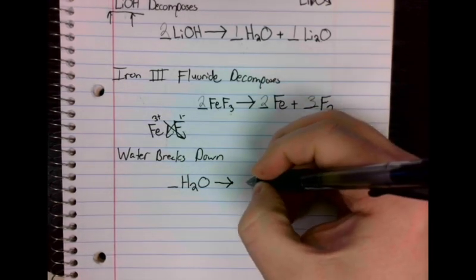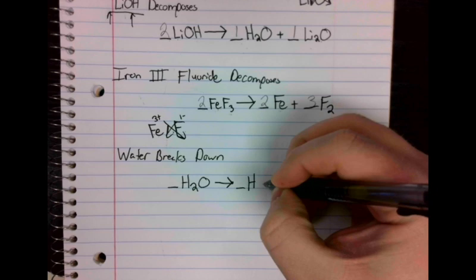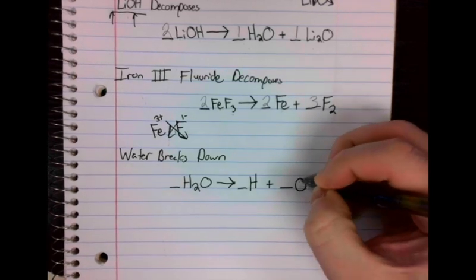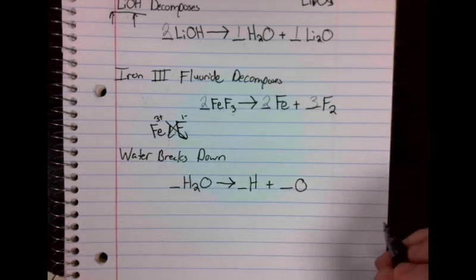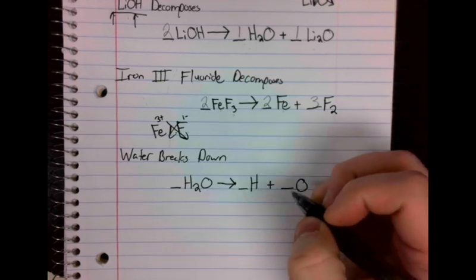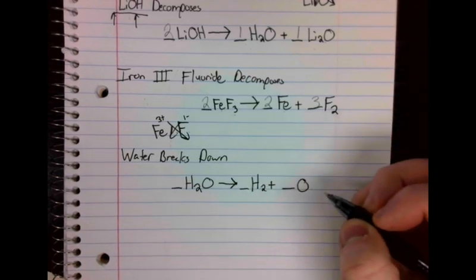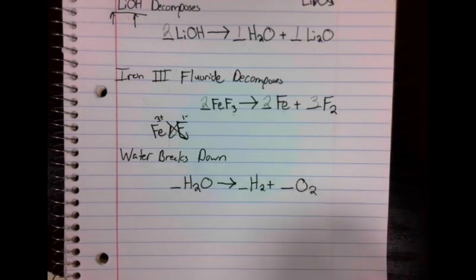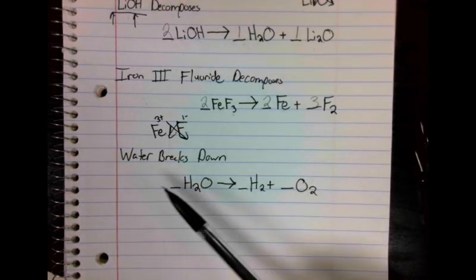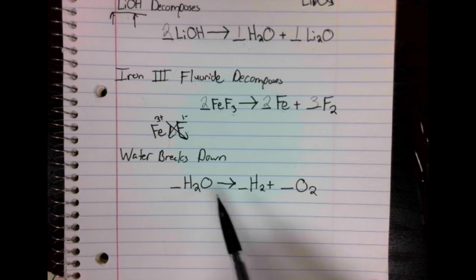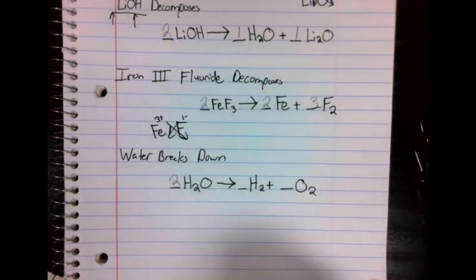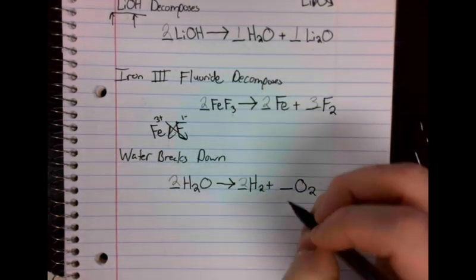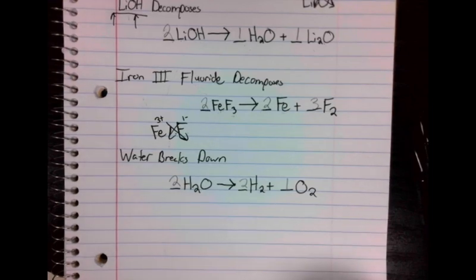You can separate it into H's and O's. And then again, you just have to double check. Is H one of the needy elements? Yes, it's a diatomic, and O is also a diatomic. So we'll have to put 2's there. Then to balance it, we have 2 H's, we have 2 H's, we have 1 O, we have 2 O's, so we'll have to put a 2 there. That means we'll have to put a 2 there, and then we are balanced.